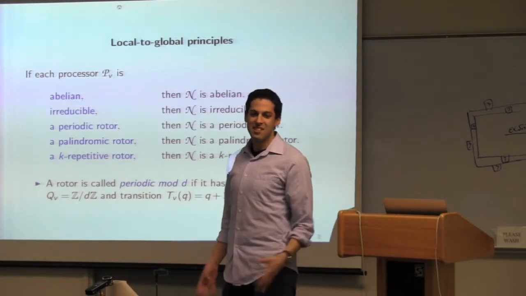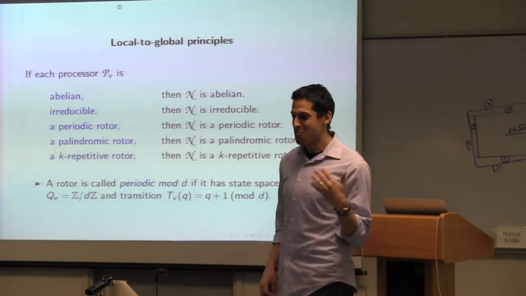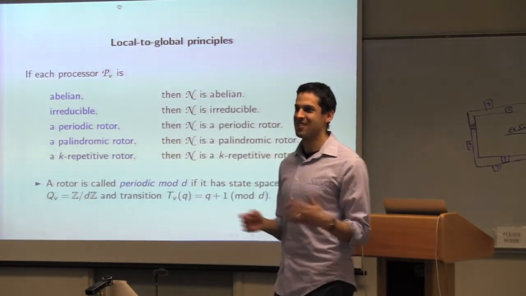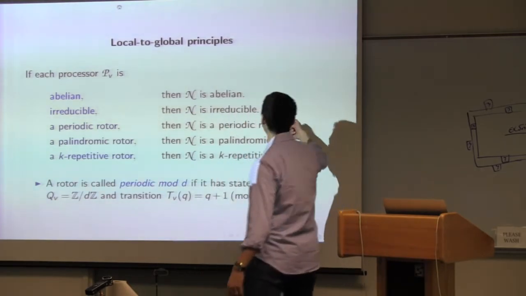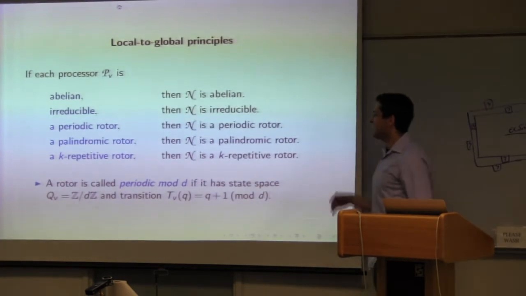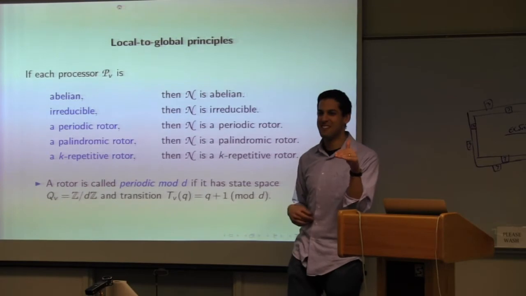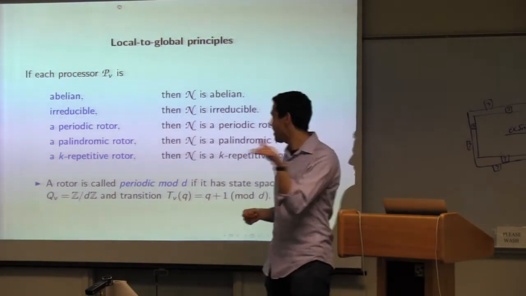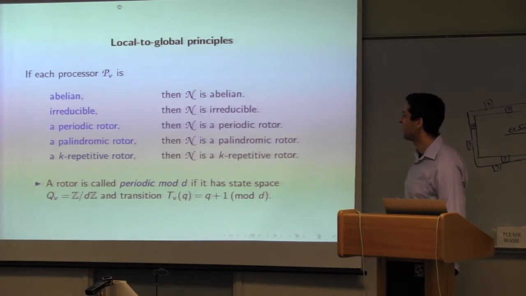And it's easy to show that sequence is eventually periodic. What's somewhat surprising is it's actually periodic, so it doesn't have any initial transient portion. So that's the content of this statement. And there are refinements of it. So if each rotor is palindromic, meaning that its period reads the same forwards and backwards, then the entire network preserves this palindromic property.